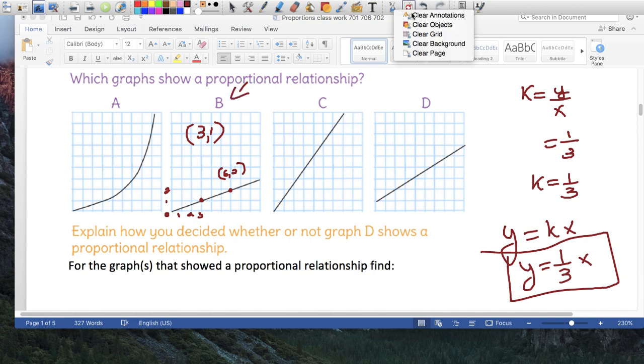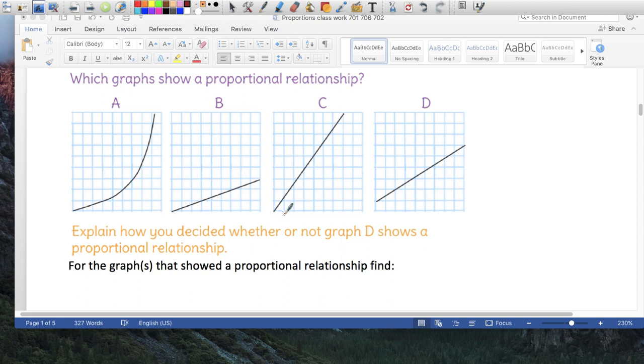For letter C, same thing. Let me pick a value that works. I think this one works. That's, let's see, 1, 2, 3, 4. So that's 4, comma, and 1, 2, 3, 4, 5. That's the point 4, 5. So that's my x, and that's my y. So let's find our constant of proportionality. k equals 4/5, or k equals 5/4, actually. It's k equals y/x. So my constant of proportionality is 5/4.